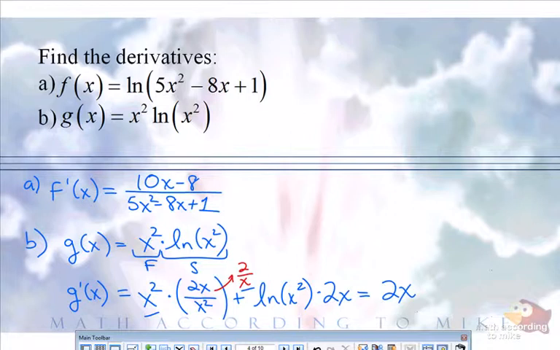The second guy, I'm just going to put that 2x first. Natural log of x squared. As far as simplifying, that's fine for me. If you wanted to, you can pull out a 2x, and you're left with 1 plus the natural log of x squared. It doesn't look any better.